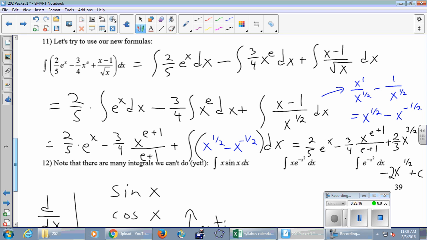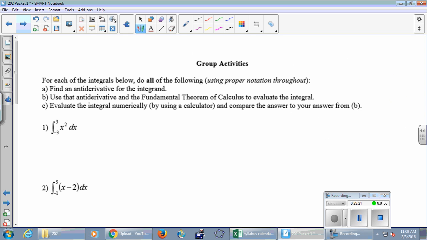Okay, activity starts on the next page. Make sure you practice with all of our brand new notation and raise a flag if I can help.